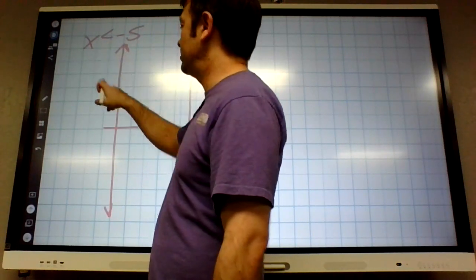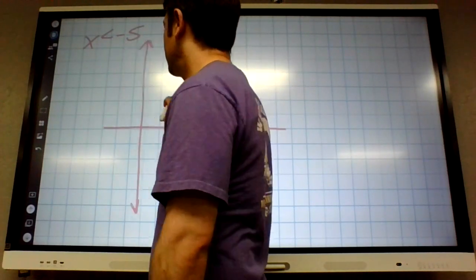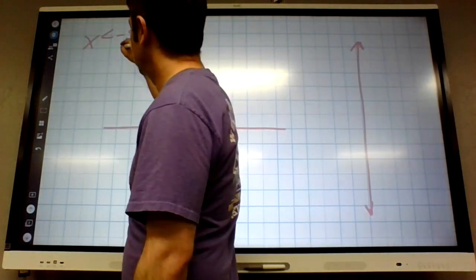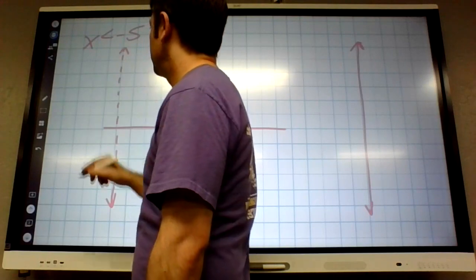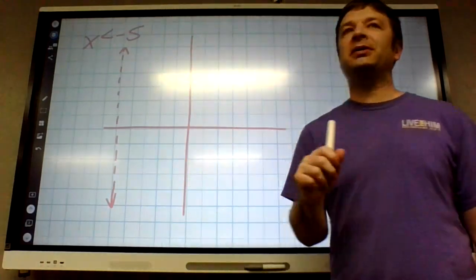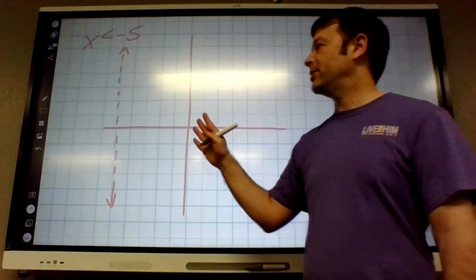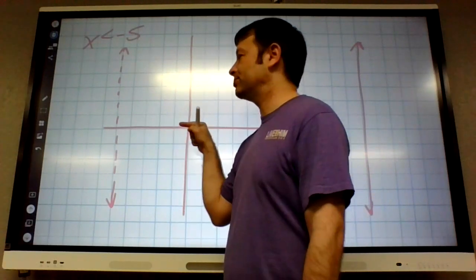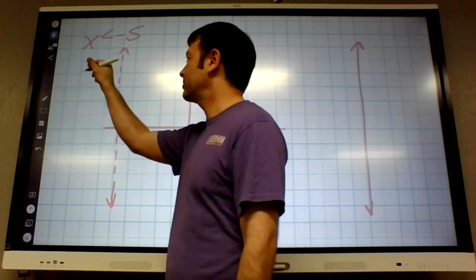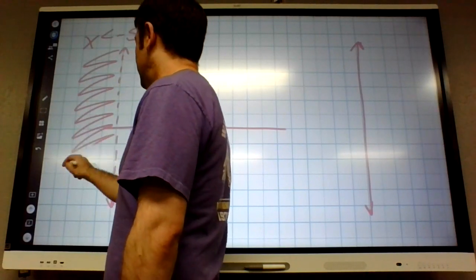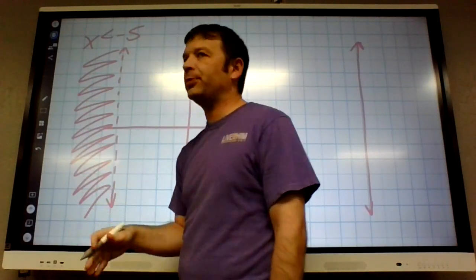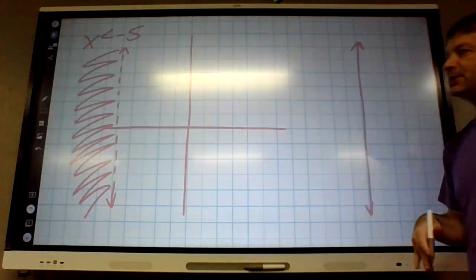Now, that's what it would be if it was equals to. But how do we do less than? Make a dash, dashed, and then you shade under it. x is less than. Where are the x values less than -5 at? Yeah, it's on the left. Less than is left. Normally, less than and greater than is like up or down, right? But in this case, it's left or right.